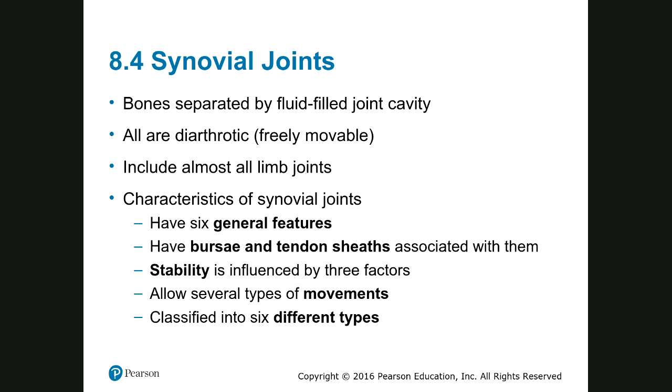they usually have a couple of characteristics in common. They have bursa, they have tendons, they have stability, and they allow several types of movement, and we classify these into 6 different types. I recommend when you're studying this chapter to make a chart and try to break down all the different joints, where they fit in, and kind of organize them together. Because it gets a little complicated trying to just strictly memorize them.